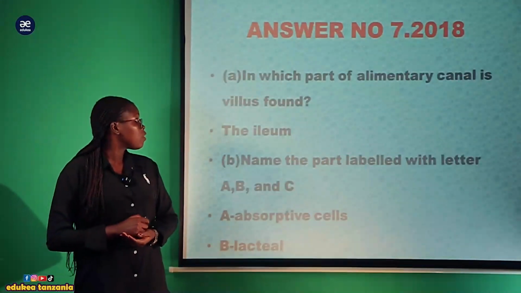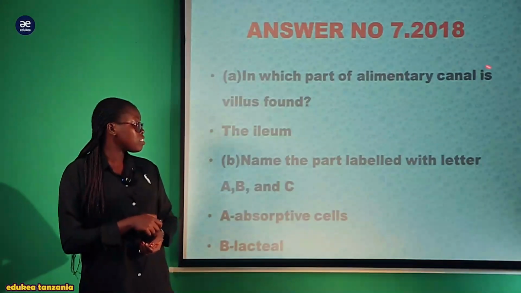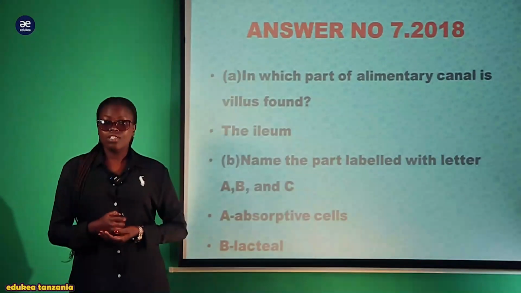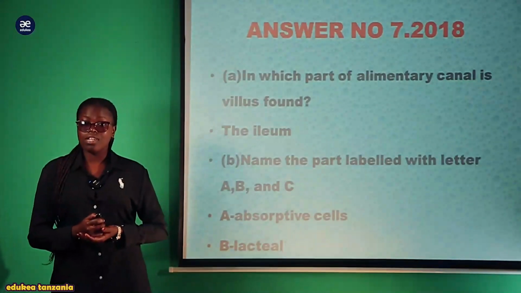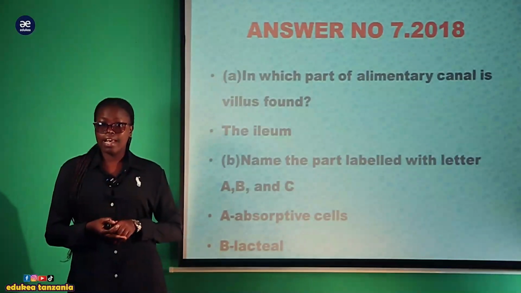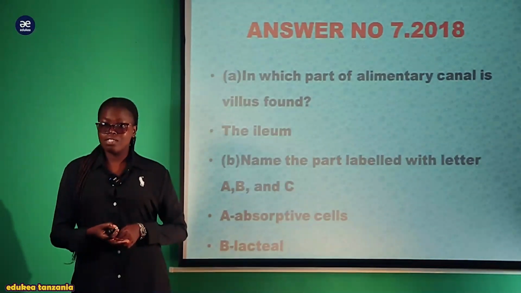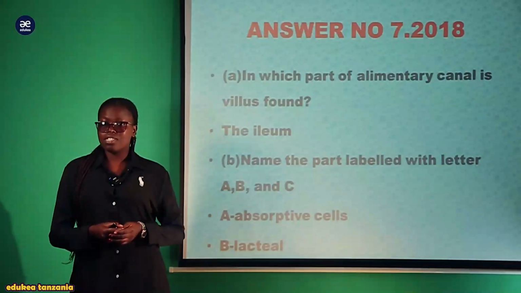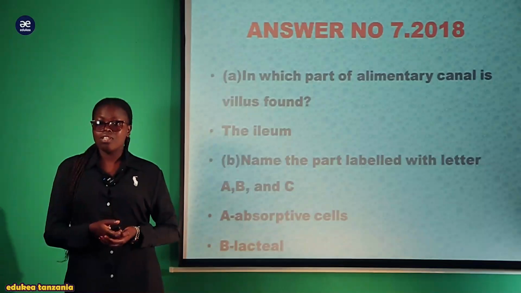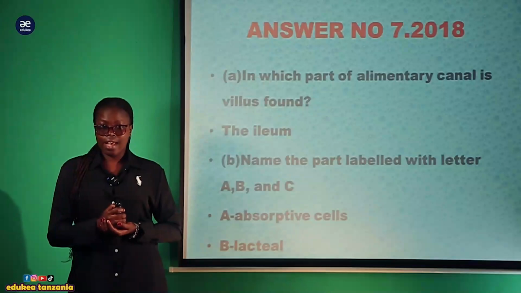So starting with the first question, in which part of the alimentary canal is villus found? So the villus, my lovely Form 2 student, is found in that structure of the digestive system alimentary canal known as the ileum. Ileum is one of the parts of the small intestine. It forms the largest portion, and it has the structure which is highly folded known as the villus, so as to increase the surface area for the absorption of the nutrients. So the villus is found within the ileum.